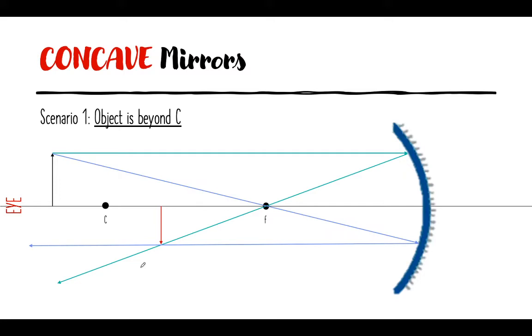So using SALT, S stands for size. So this object that I started off here and compared to here, the image that I have is smaller than the object that I started off with. So I'm going to write smaller. Attitude can be upright or inverted. The image that we have is inverted.